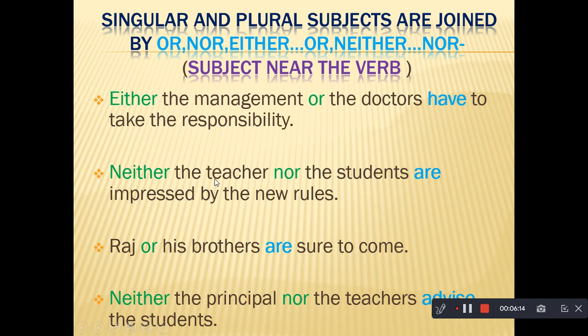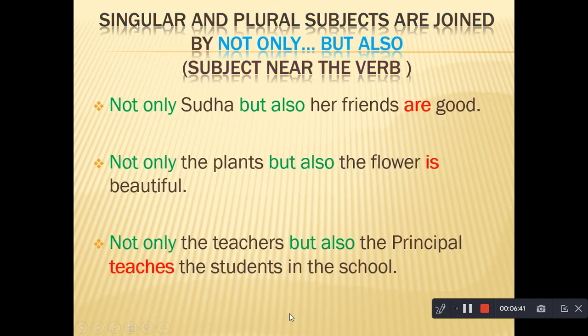In the second sentence, the teacher, the students. Here the teacher is singular and the students is plural, singular and plural subjects connected by either...nor, meaning we consider the verb nearer to the subject. The students is plural, so we use the plural form of the auxiliary based on the tense. Next, Raj or his brothers: brothers is plural. As per the rule, the subject nearer the verb is plural, so use the plural form of the auxiliary.